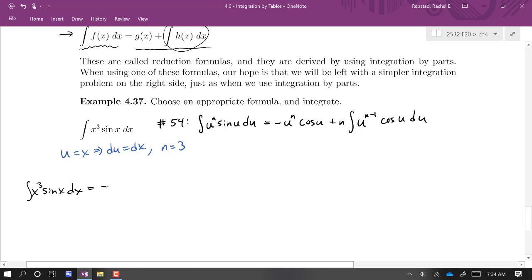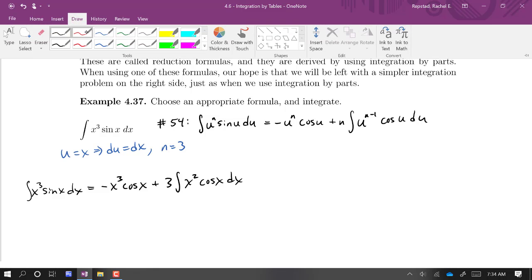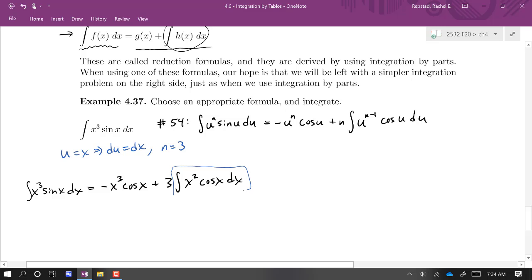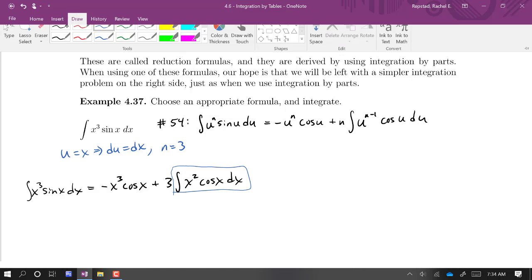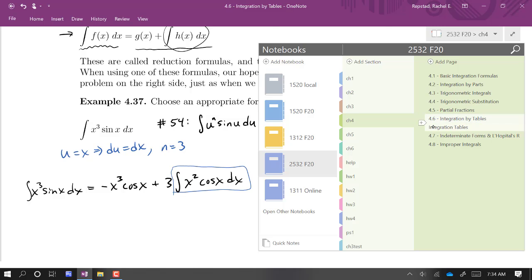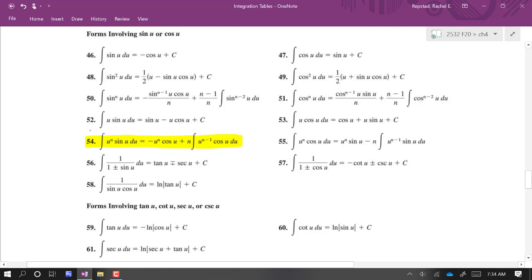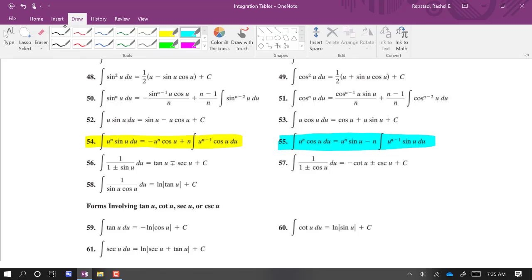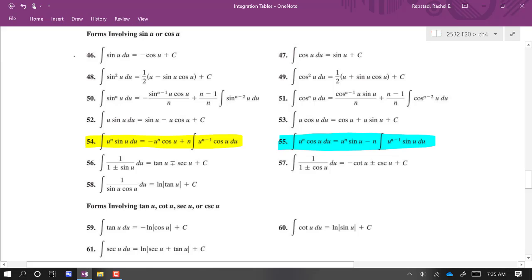So applying this formula, I get minus x cubed cosine x plus 3 integral x squared cosine x dx. But now this integral, we're going to need to use, I think, another formula. And here we have a power of x times cosine. So I'm going to go back to that same section. A power of x times cosine. Looks like that's what we've got right here. So that's number 55.